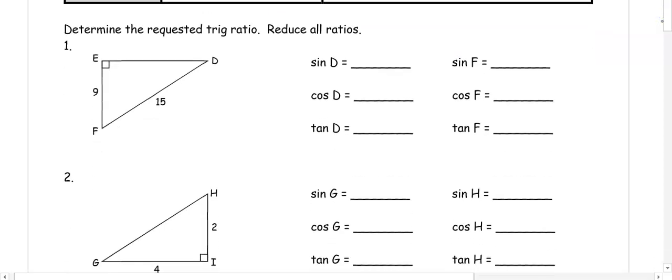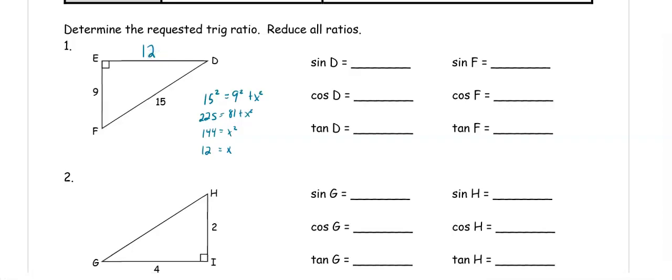So number one, we want to determine the trig ratio and reduce all ratios. So before we can do the trig ratio in number one, we need to know the missing side. So we can do Pythagorean theorem. 15 squared equals 9 squared plus x squared. 225 equals 81 plus x squared. 144 equals x squared. So the missing side is 12. So now we have two possibilities that we could use for reference angles, D or F. We can never use the right angle as the reference angle, just the other two.